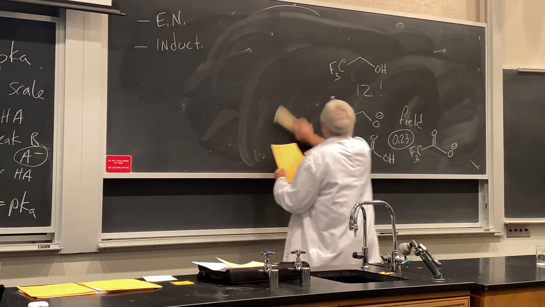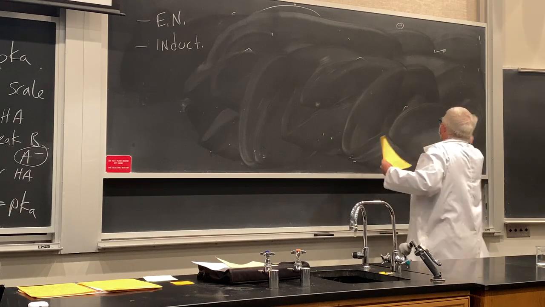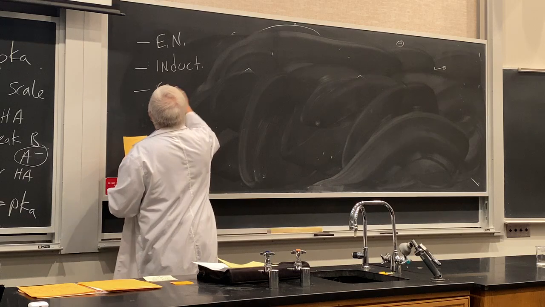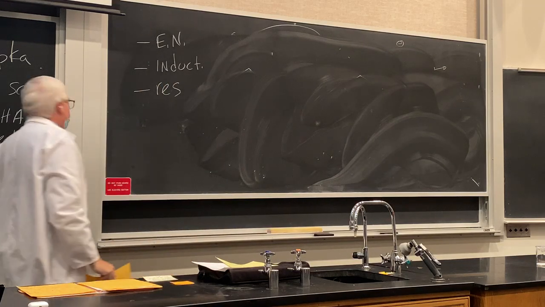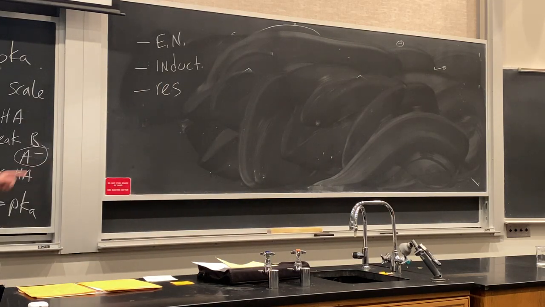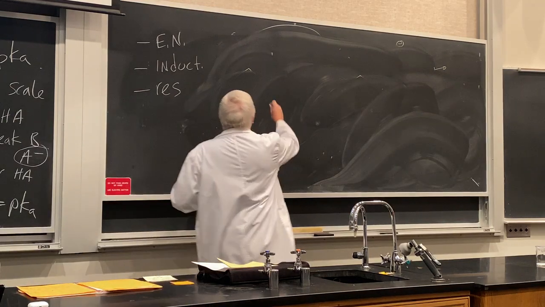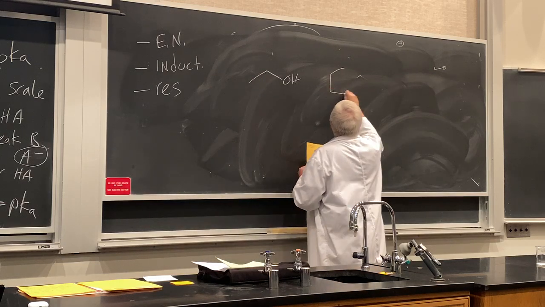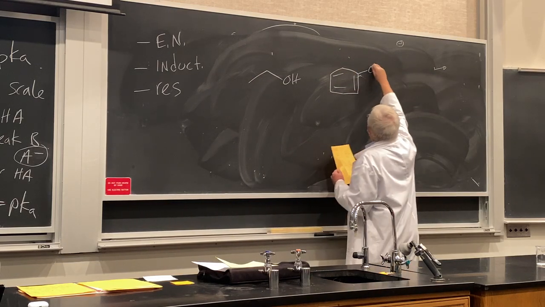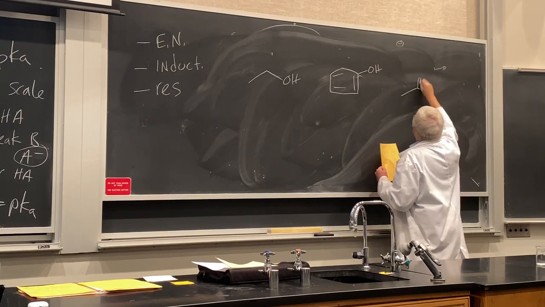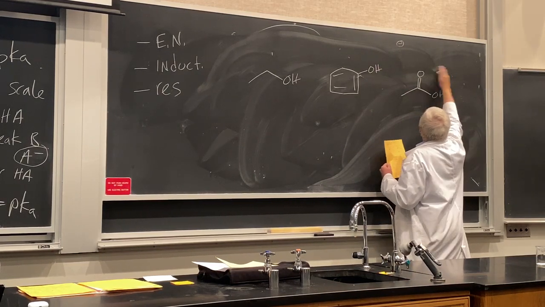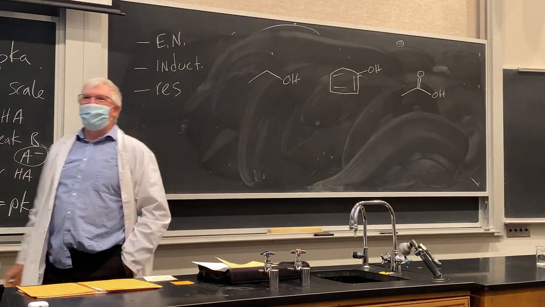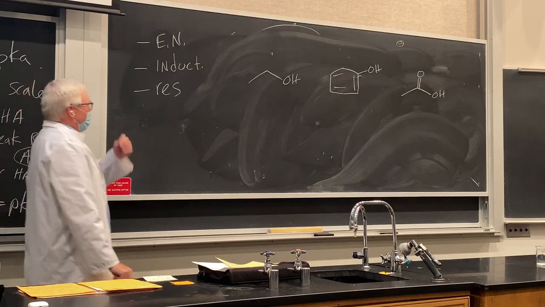Let's see, what's the next one? Oh, resonance. And we already got into this a little bit. So let's keep track of them here. And it's resonance of the conjugate base here we're interested in, right? So let's see, how about this? And how about this? And how about this? These are all OH acids, right? You could say they're all related to alcohols, OH groups.